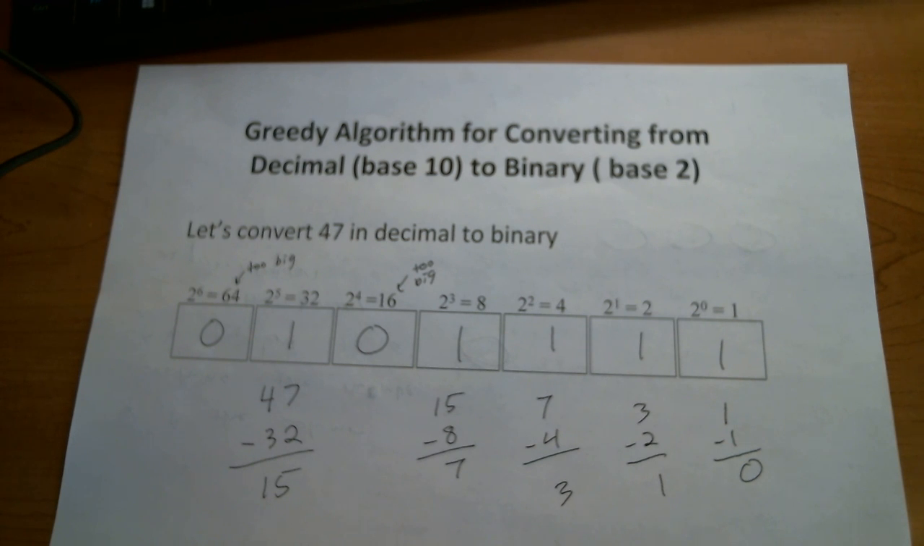You basically go through your powers of 2, you find the biggest one that you can still pull out, you pull it out, and then you just go down the line and repeat that process over and over again until you reach a stopping point. All right.